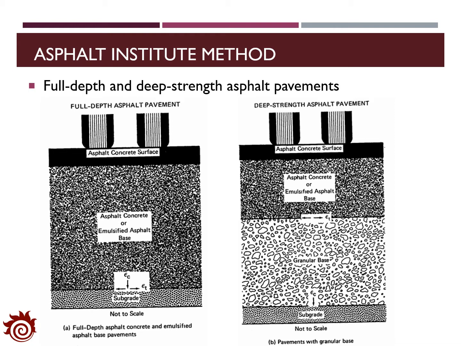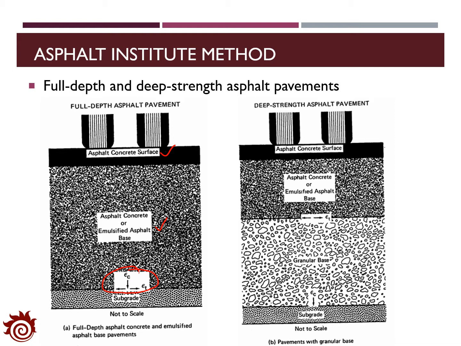The figure on the left shows the structure for the full depth asphalt pavement. It consists of the asphalt concrete surface and asphalt concrete or emulsified asphalt base. It does not have any granular subbase. The tensile stress and compressive stress are applied directly at the intersection between the asphalt concrete layer and the subgrade.